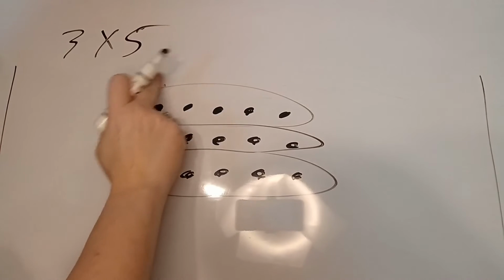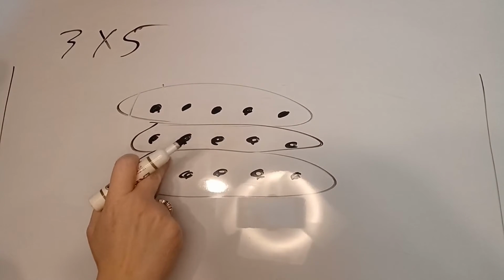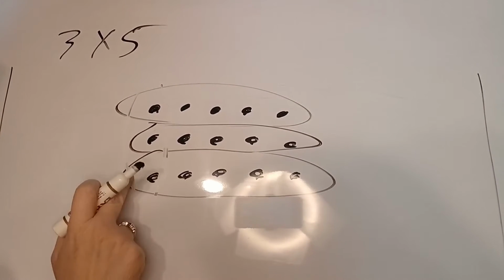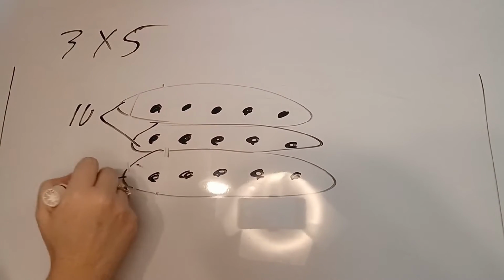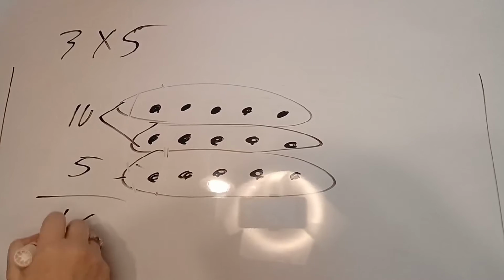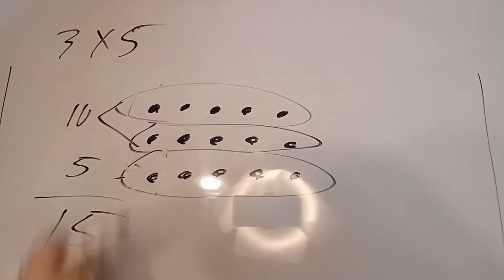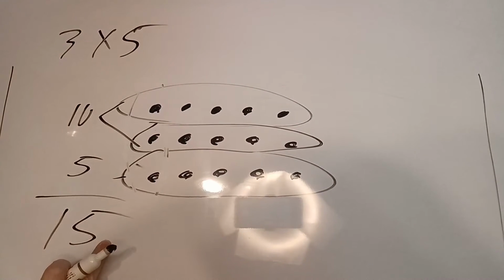All right, so if we have 3 times 5, then we can put it together in groups. 2 times 5 is 10, and 1 times 5 is 5, so then we have 15. 3 times 5 is 15.